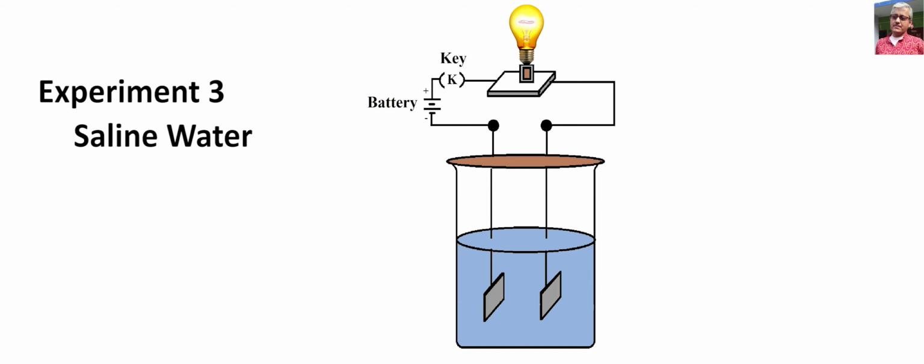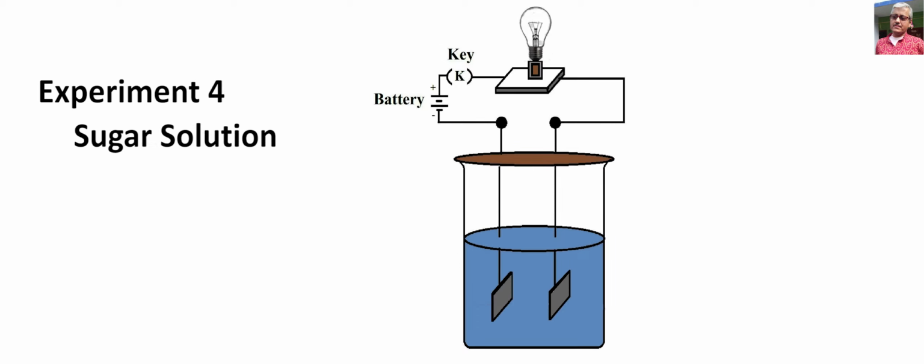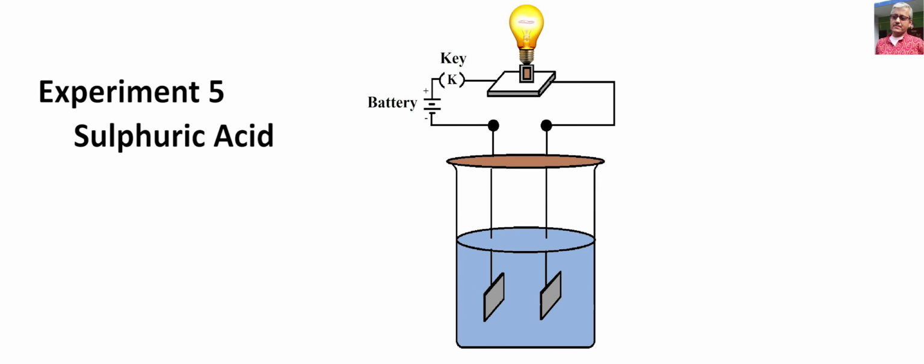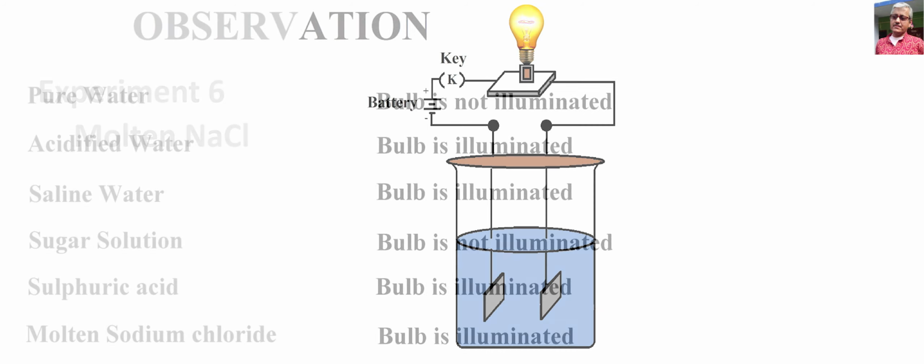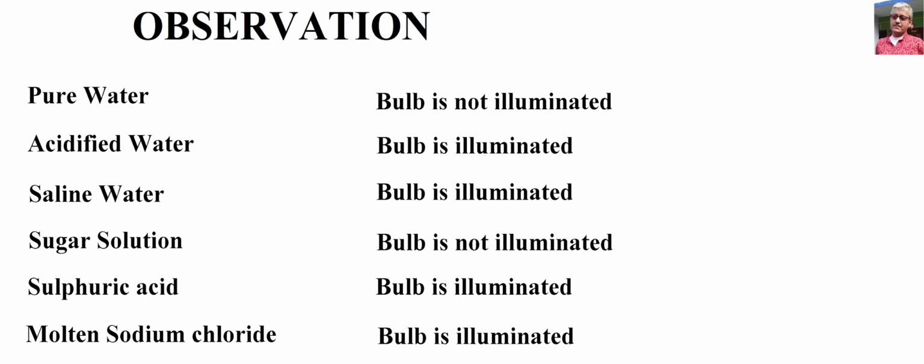For saline water, illumination also takes place. For sugar solution, no illumination now. Sulfuric acid, illumination occurred. Molten sodium chloride, also illumination occurred. Results of the experiments are shown in a chart.